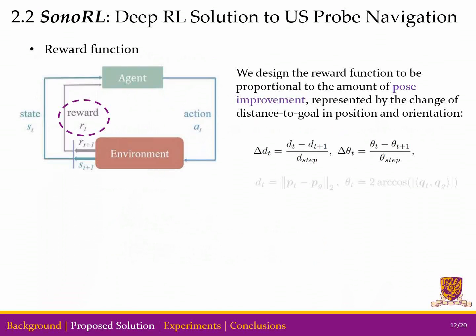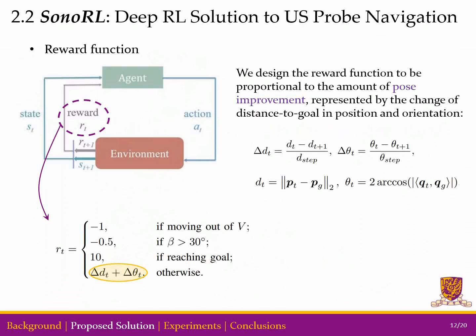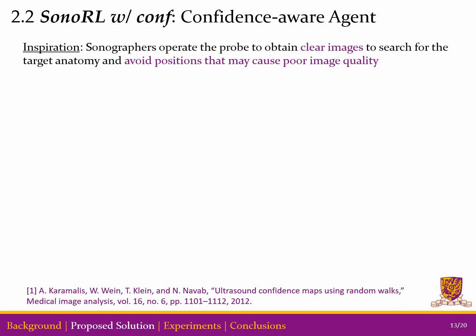We design the reward function to be proportional to the amount of pose improvement of the probe, represented by the change of distance to goal in position and orientation. Here, D is the Euclidean distance between the current probe position and goal position, and theta is the minimum angle required to rotate from the current probe orientation to the goal orientation. Besides, we assign a high reward for task accomplishment and add some penalties based on the restrictions of the environment.